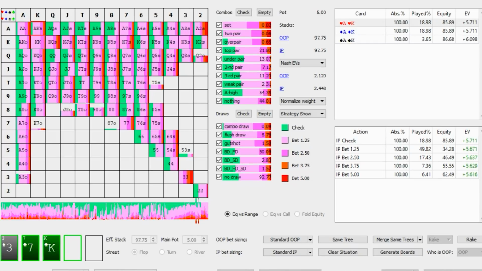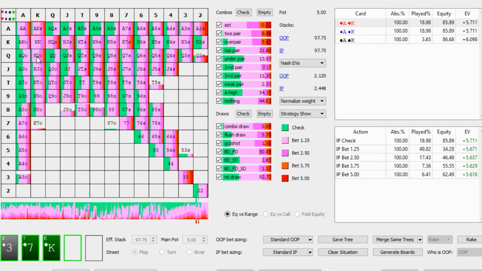For example, on this King 7-3 two-tone board, Ace King of Diamonds and Ace King of Hearts are strategically identical as they have the exact same showdown strength and neither has a backdoor flush draw, so attempting to individually reason about each of these combos separately doesn't add any value.